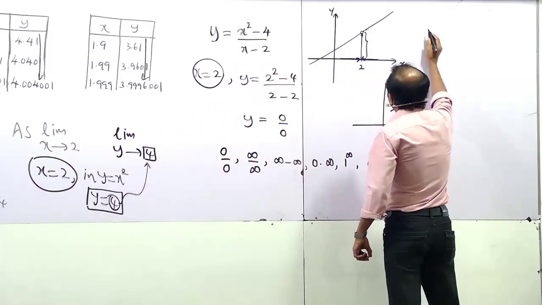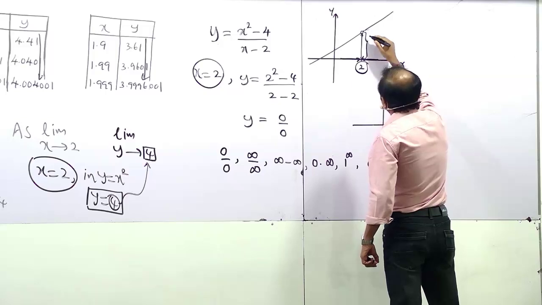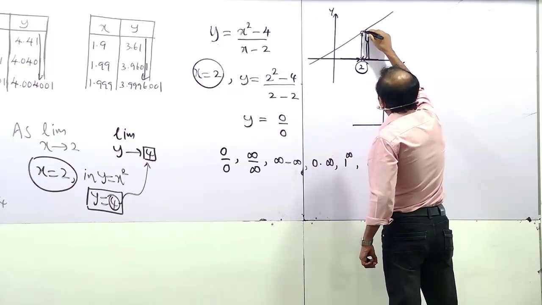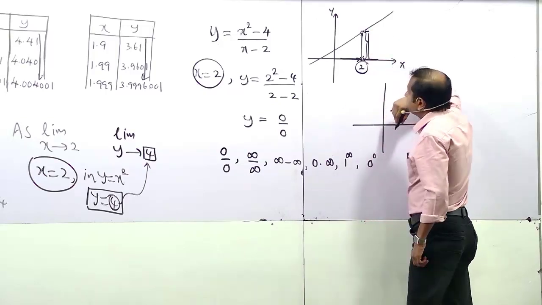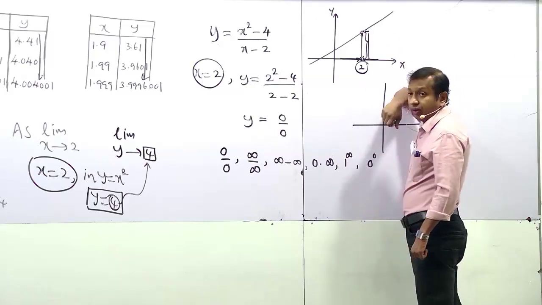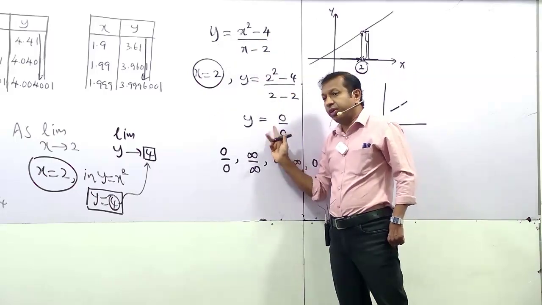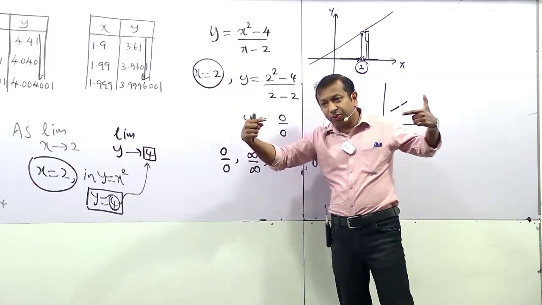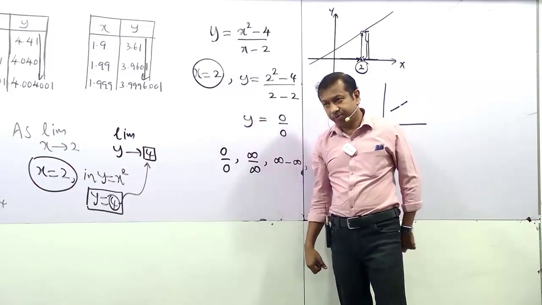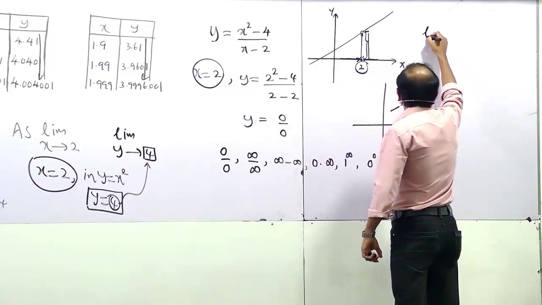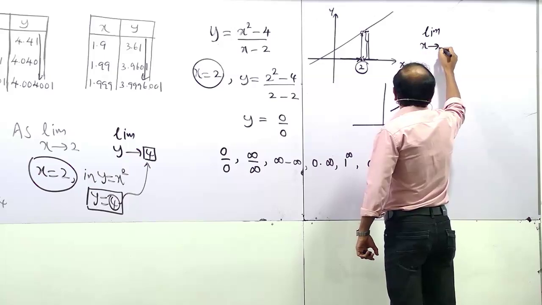Here, we need to find this height, no? When x equals 2, this height we need to find. But with x equals 2, direct substitution gives an indeterminate form. Then we come closer to this 2 from both ends.